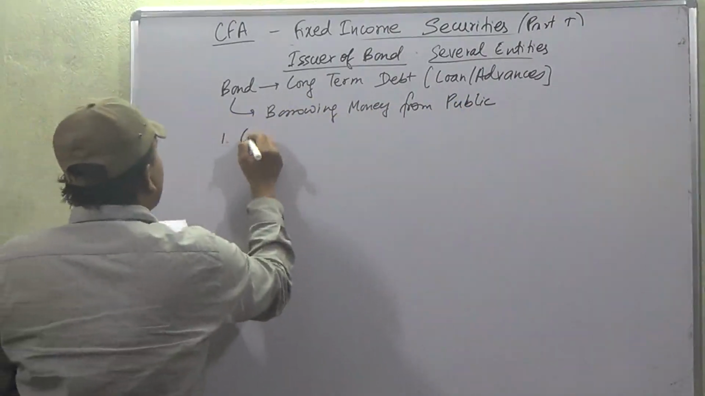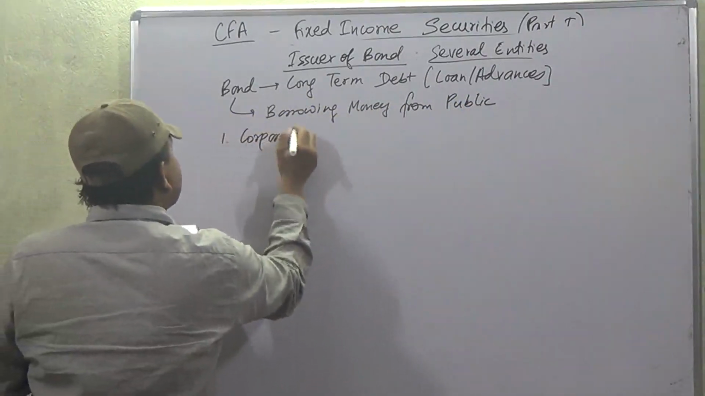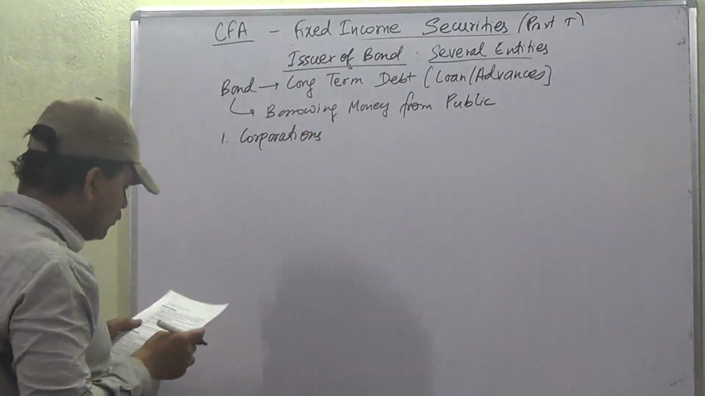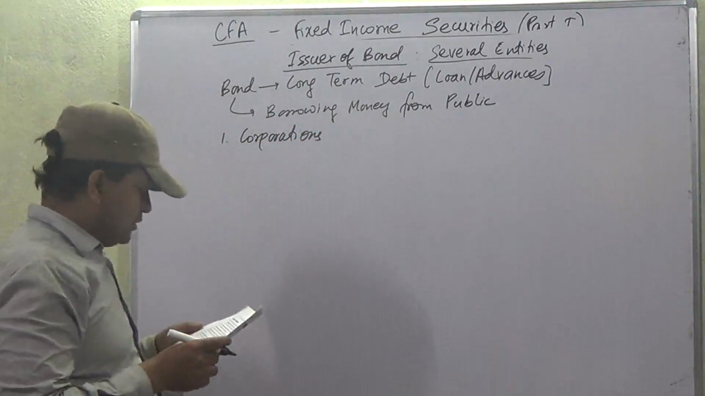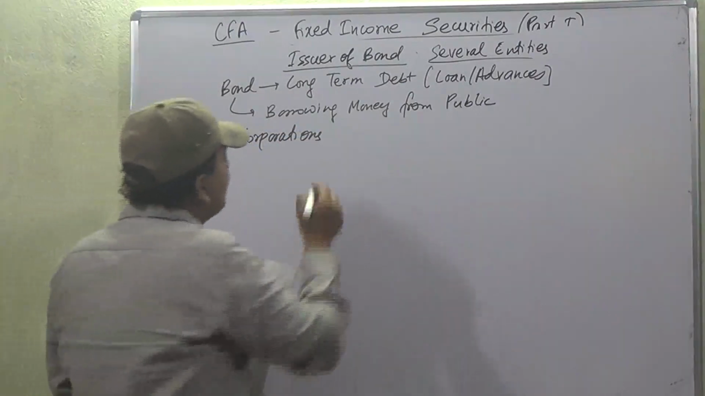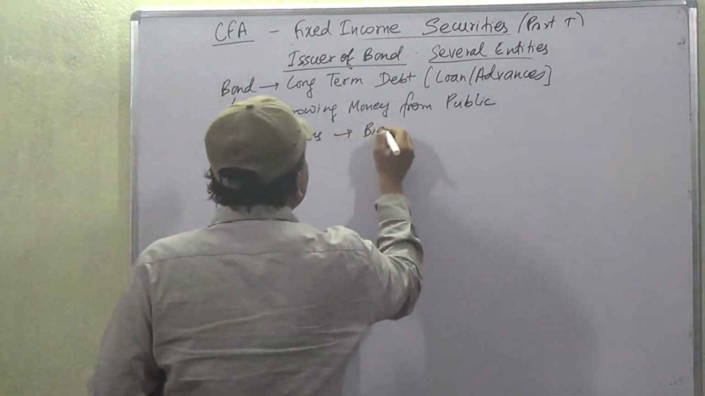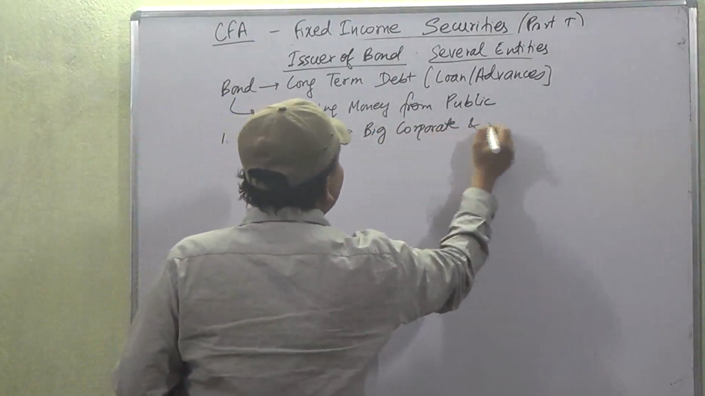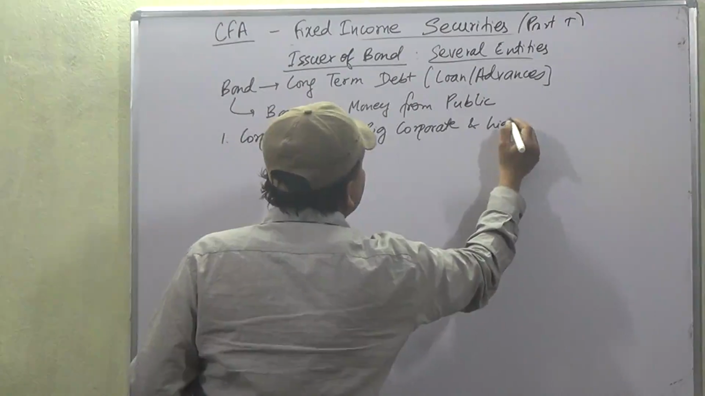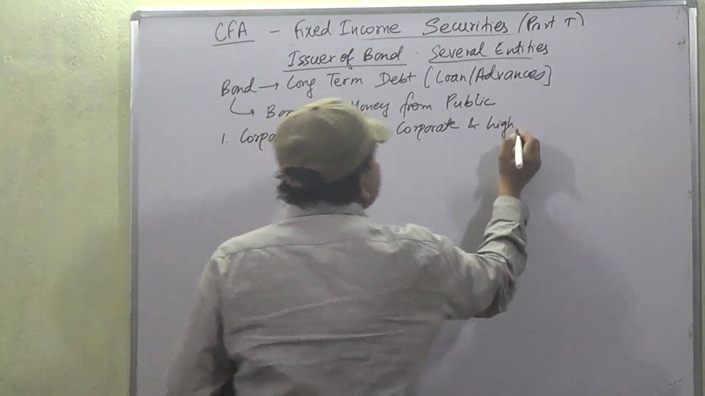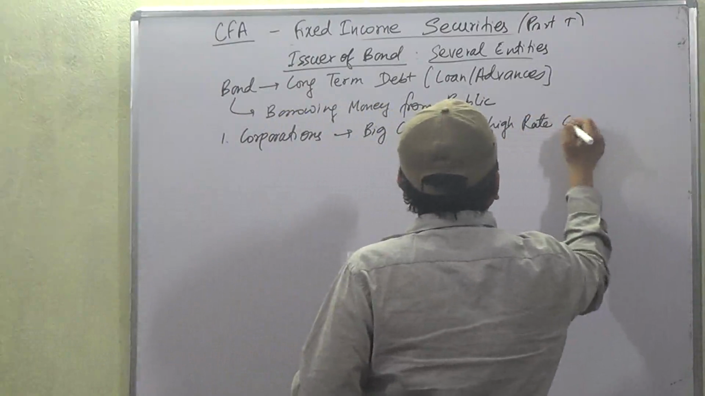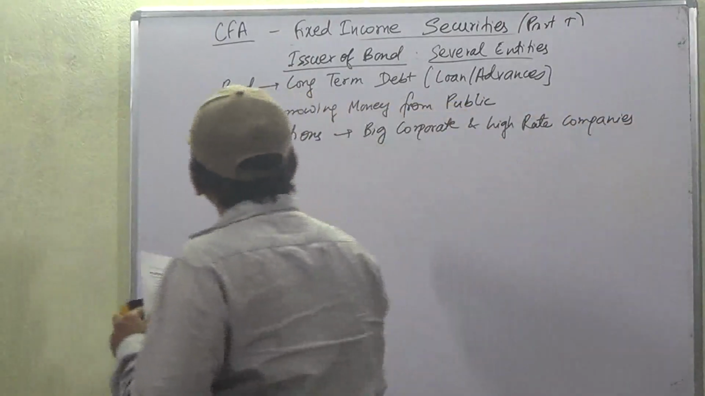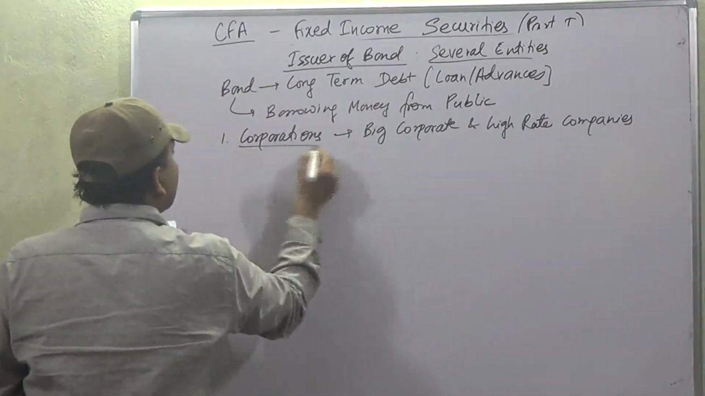Now the first one is corporations. Big companies or big corporations used to issue these. Basically big corporate and high rated companies issue this type of bond. It is known as corporations.